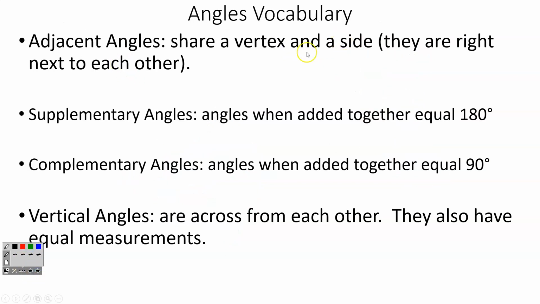So there you go. Now, in the coming days, we are going to learn more about supplementary angles, complementary angles, and vertical angles. Supplementary angles are angles that, when you add them together, equal 180 degrees. Complementary are angles that, when added together, equal 90 degrees. And vertical angles are right across from each other, and they are also equal to each other. So we'll learn more about that in the coming days.